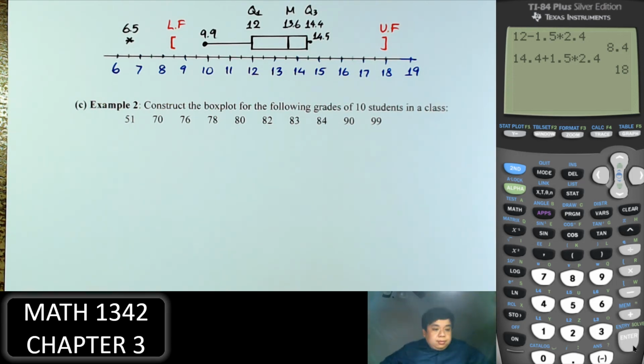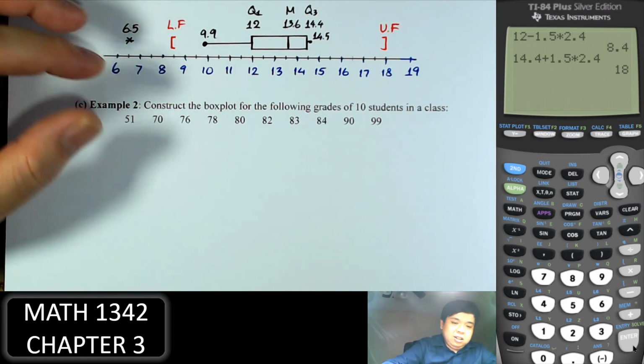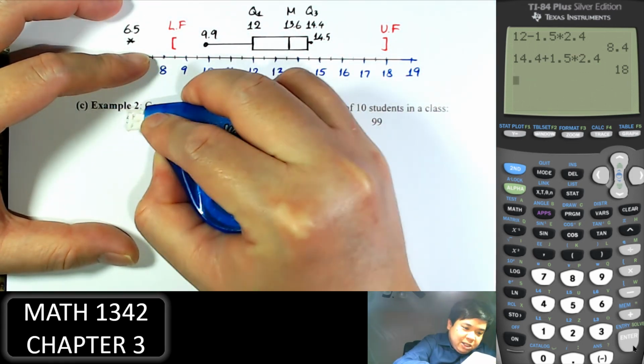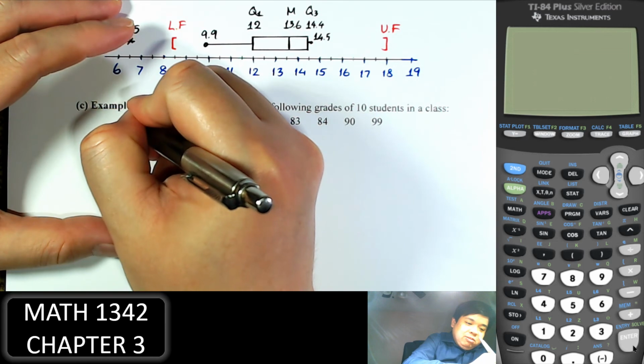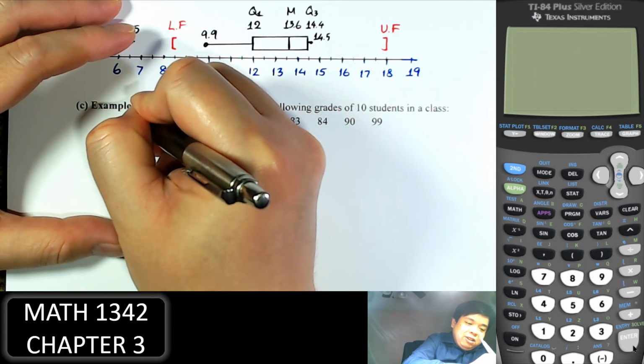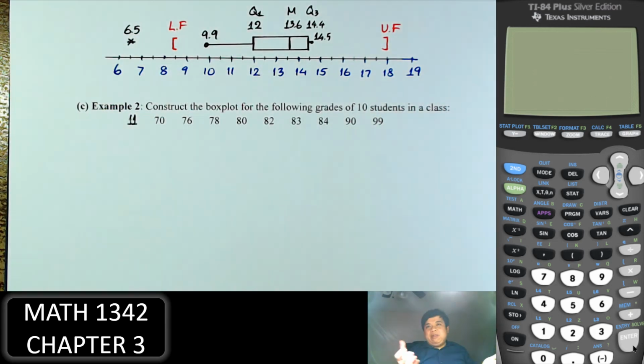Right. Next example, construct a box plot for the grades of 10 students. Just to make things interesting, I changed it so that we have a chance to have outliers. So see how we plot this.